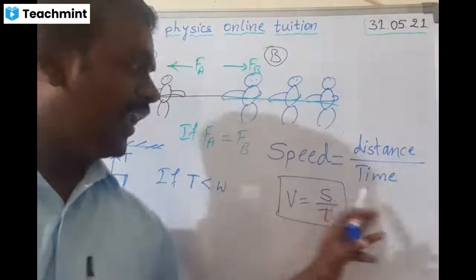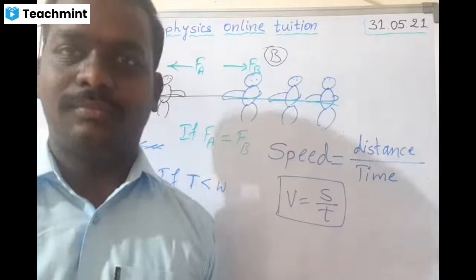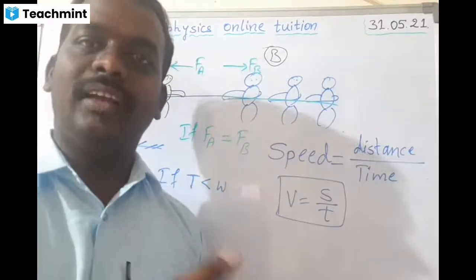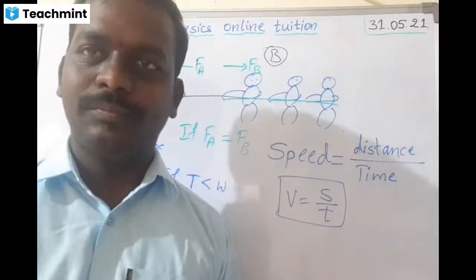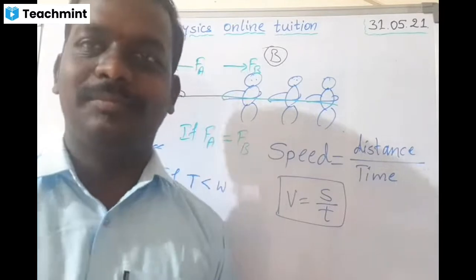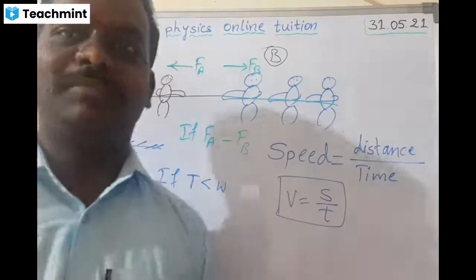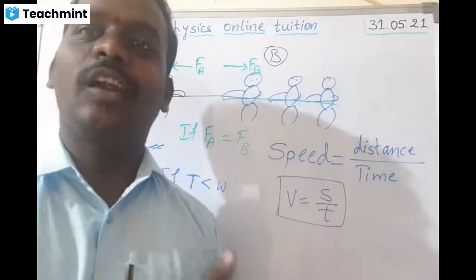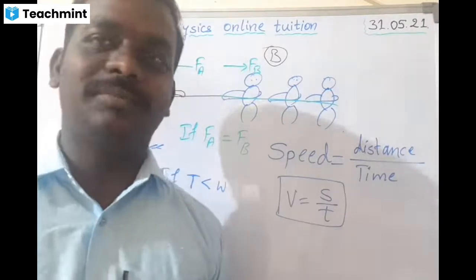Here we can take any different values in place of v, s, t, whatever that may be, to calculate in the form of an equation. Okay, so it is called a mathematical expression.